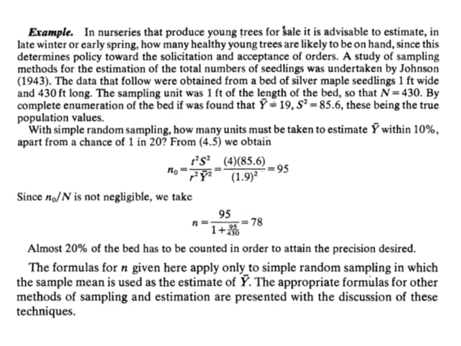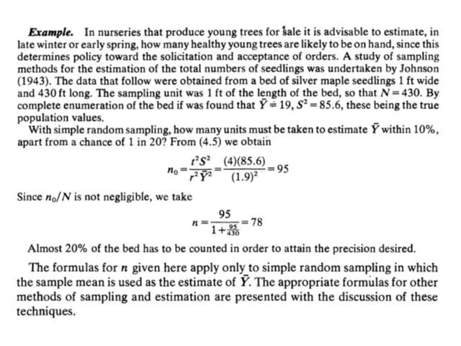The data that follow were obtained from a bed of maple seedlings, 1 foot wide and 430 feet long. The sampling unit was 1 foot length of bed, so capital N equals 430. By complete enumeration of the bed, y bar was found equal to 19 and s squared equal to 85.6, these being true population values. With simple random sampling, how many units must be taken to estimate y bar within 10%, apart from a chance of 1 in 20?